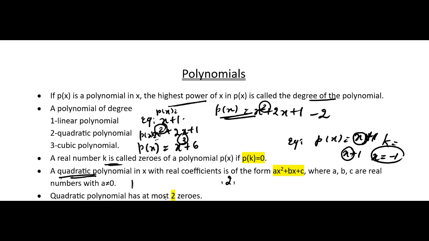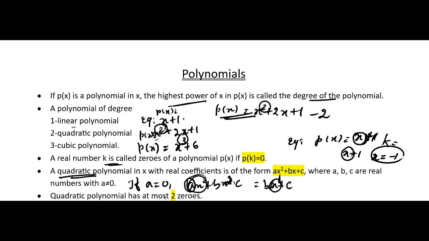If a becomes 0, what happens? Then in ax square plus bx plus c, the whole first term becomes 0. The remaining is bx plus c. Here the highest power of x is 1, which is a linear polynomial. We are talking about the quadratic polynomial. That's why a should not be equal to 0.